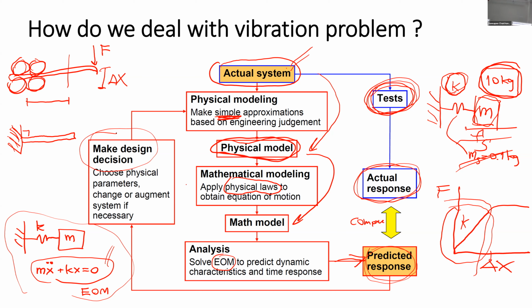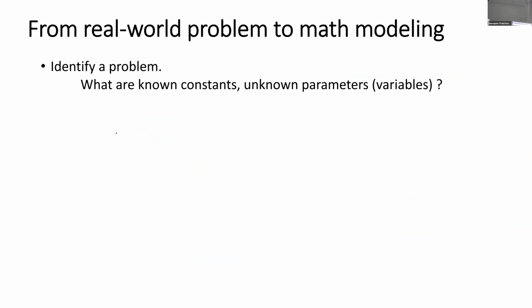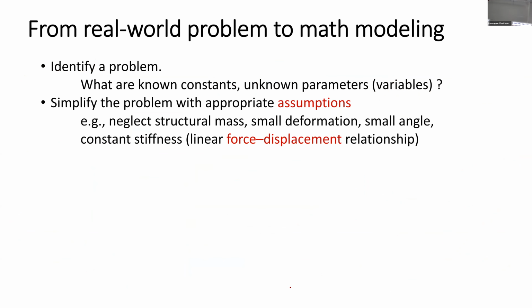So yeah, as I mentioned, from the problem, any physical problem, we need to identify the problem first. What are the known constants in the problem? What are the unknown parameters or variables? Again, we come back to the most simple one, this one.